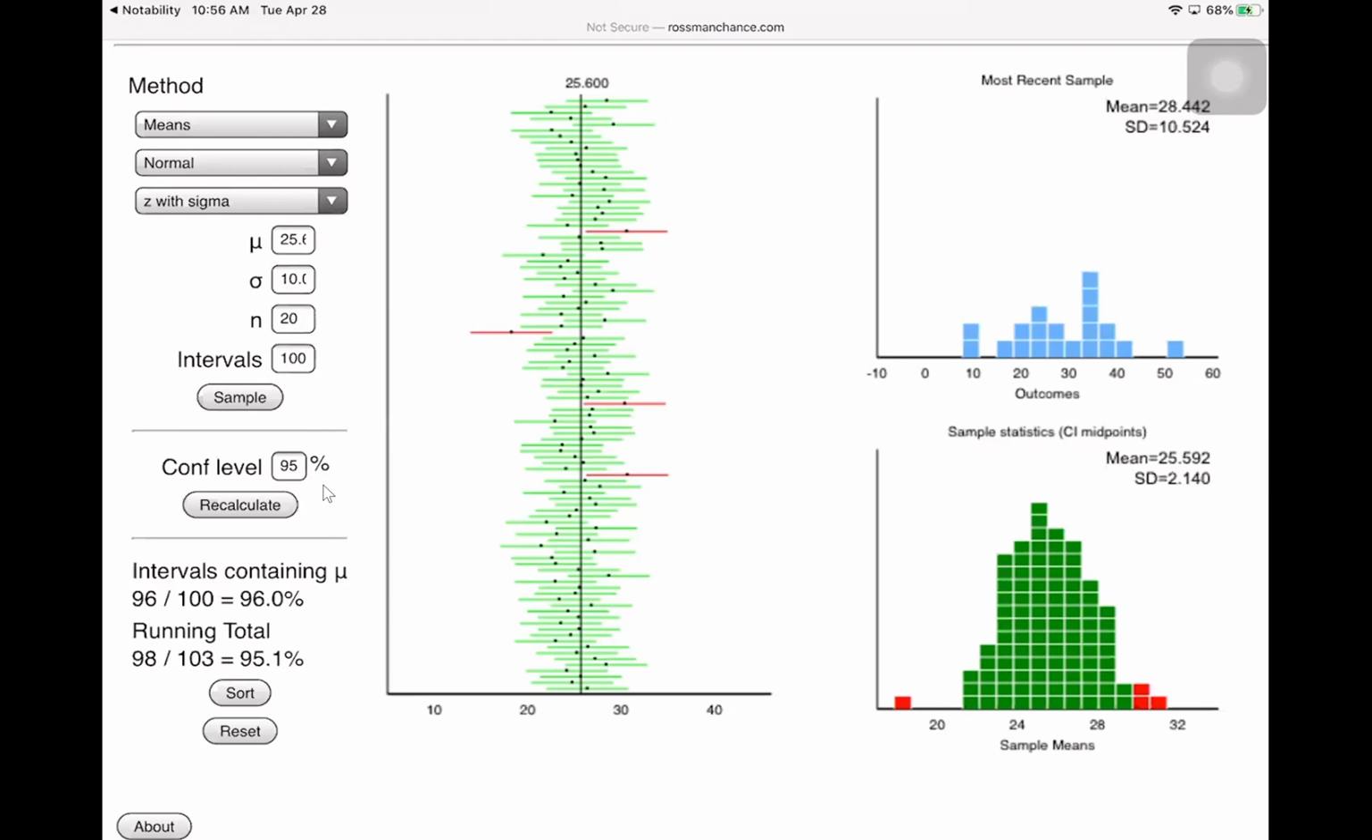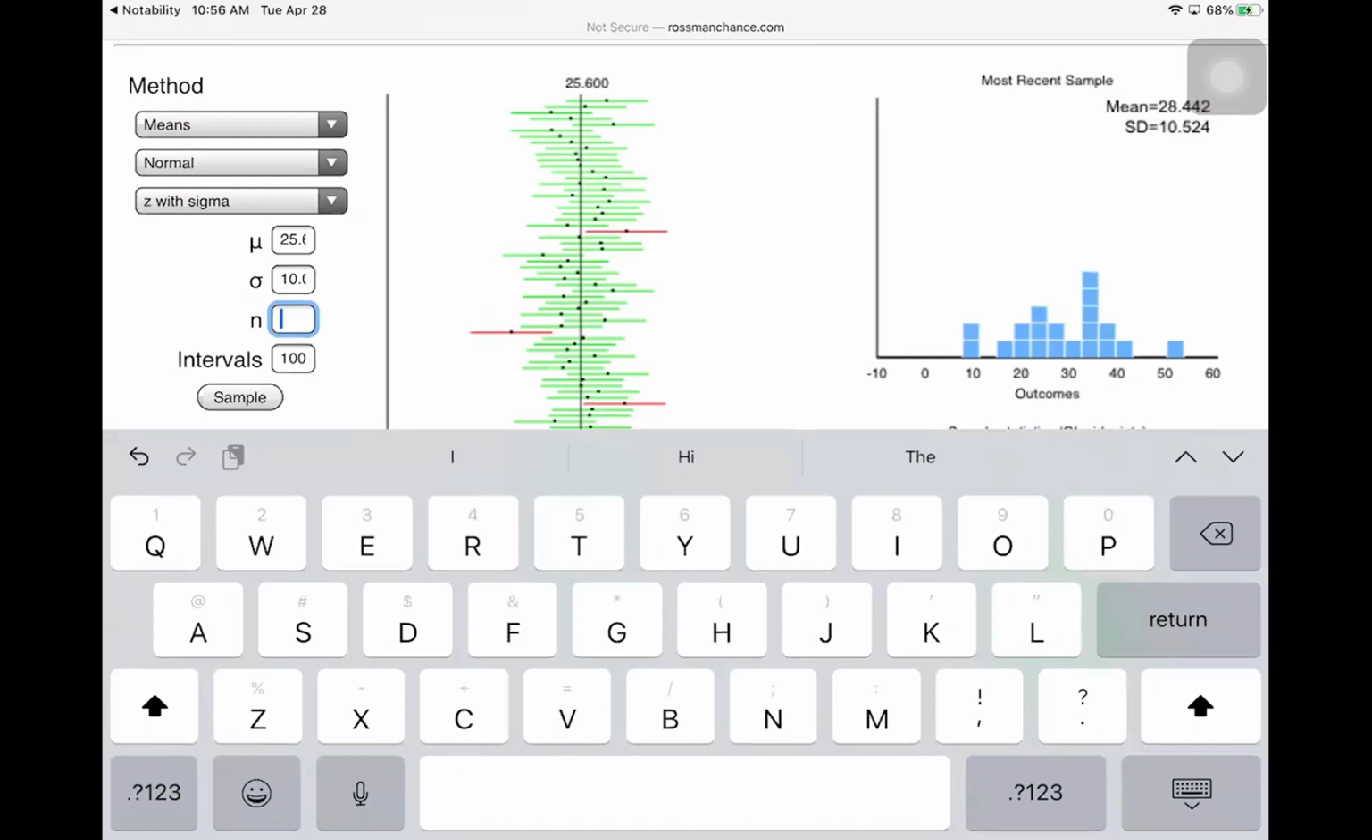Any questions in regard to this so far? All right. So what we also want to see is how the sample size would affect it. Right now I had a sample size of 20. So say I go from a sample size of 20 to a sample size of 1.